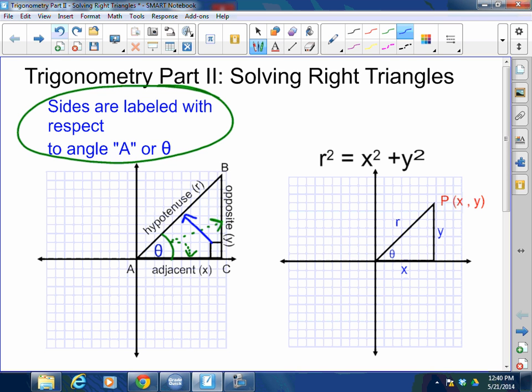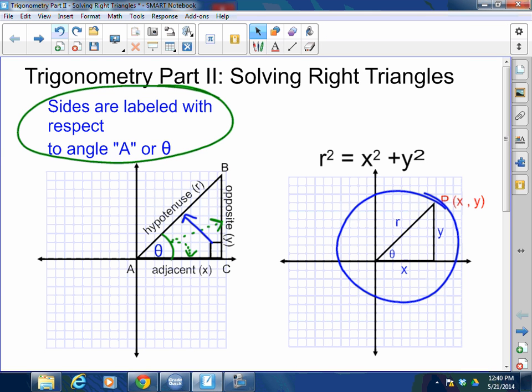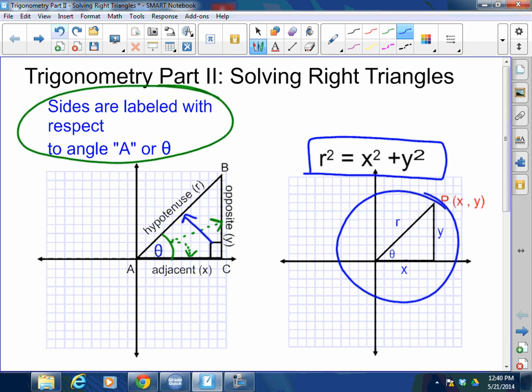Okay? We said that in a unit circle, trigonometry is based on triangles within a circle and the movement of a point within that circle based on degrees. When you have this, these triangles can be calculated using the Pythagorean Theorem, which is r squared equals x squared plus y squared, where r is the radius. Does that make sense, guys?